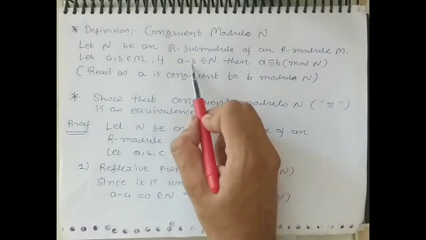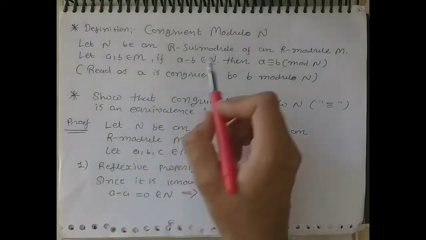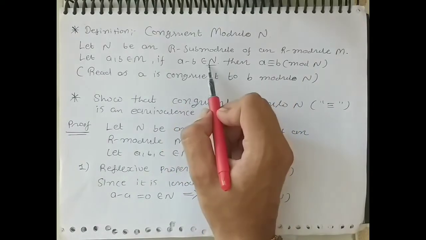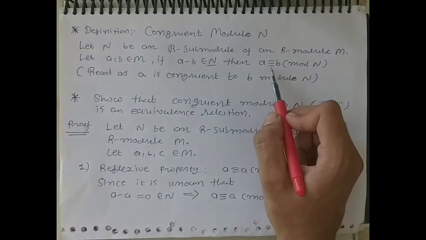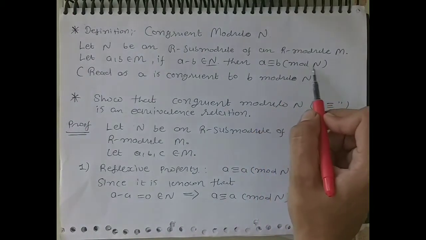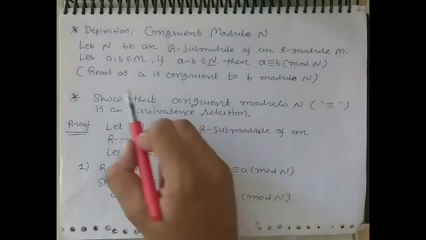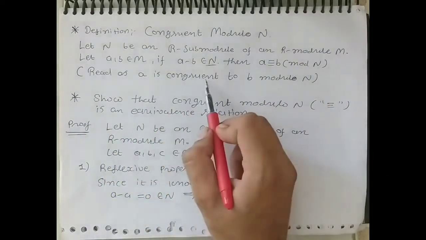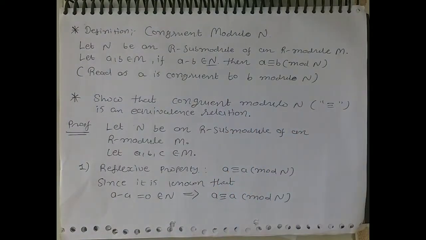If A minus B belongs to N, remember this, then we can say that A is congruent to B modulo N. This statement is read as A is congruent to B modulo N. So this is the definition of congruent modulo N.